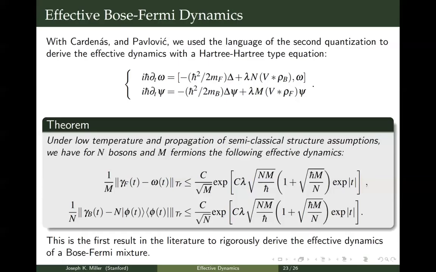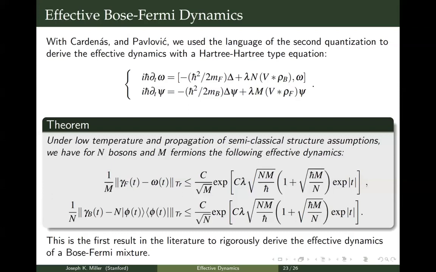For psi is the bosonic object, and it's just a regular wave function. And it's going to be the kinetic energy plus lambda times m times the interaction energy. So here there's going to be a rho f and a rho b. Each of these equations are coupled this way. So v is whatever the interaction is.